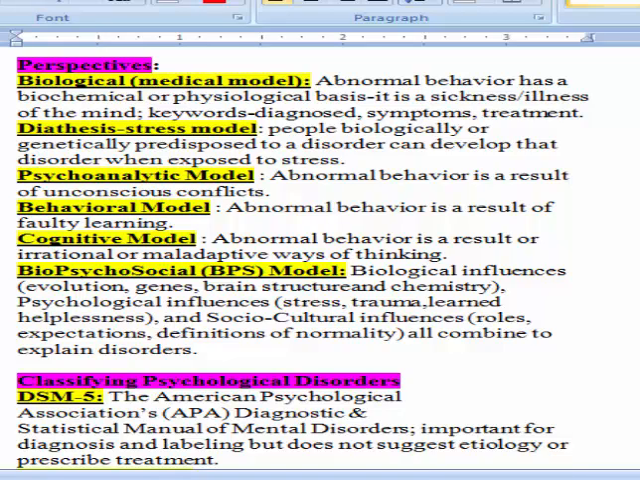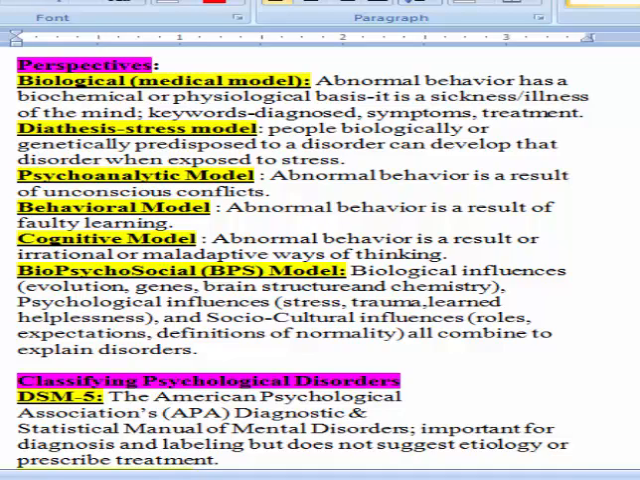In terms of the diathesis stress model, that's just talking about how people that are already biologically or genetically predisposed to getting a disorder would tend to develop that disorder when they're exposed to ongoing stress. So just more of the environmental factor and how the nature and nurture can combine. Psychoanalytic model would say that abnormal behavior is a result of unconscious conflicts. Behavioral model would say that abnormal behavior is a result of faulty learning. Cognitive model says that it's a result of irrational or maladaptive ways of thinking.